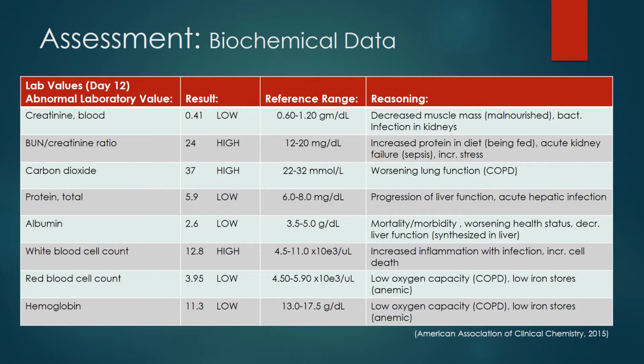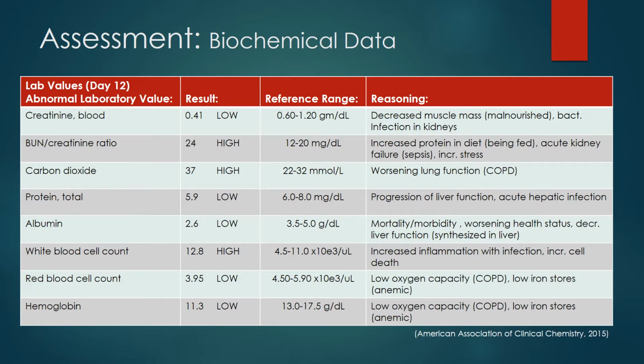So this is the biochemical data for the patient. These are the abnormal laboratory values obtained on day 12, and this was during the time period when the patient was intubated. So at kind of the peak of her disease progression. We can tell that her creatinine level was low. This was reflective of her decreased muscle mass that could be likely from her malnourished state. Also, a bacterial infection existing within her kidneys could have contributed to the low creatinine level.